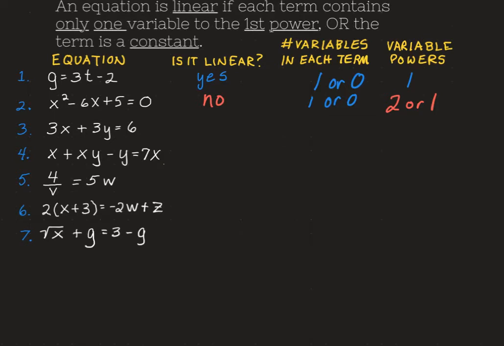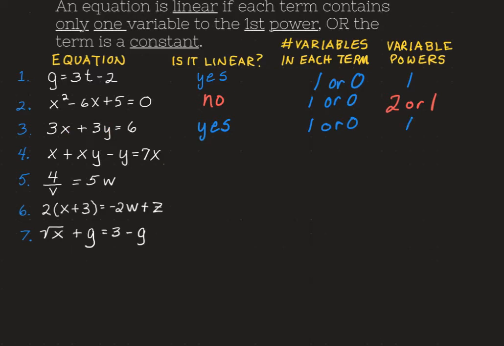Is number 3 linear? Yes, number 3 is linear. Take a look at it. We have one variable, and a constant. The number of variables in each term is 1 or 0. What are the variable powers? Take a look at them. They are all powers of 1.